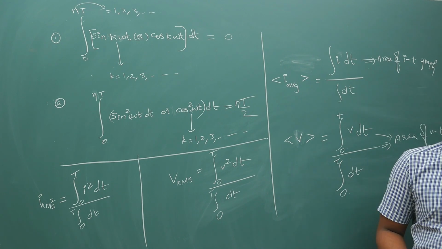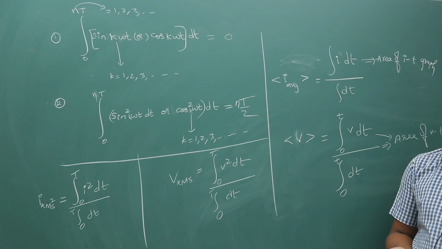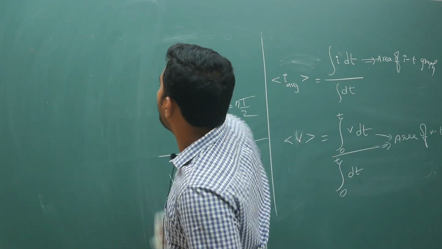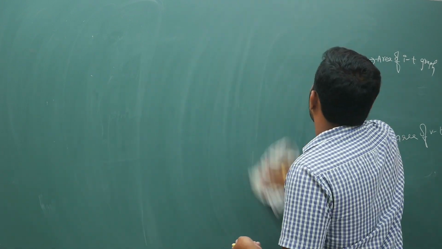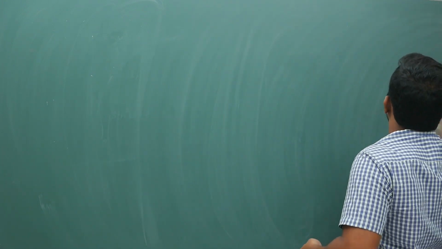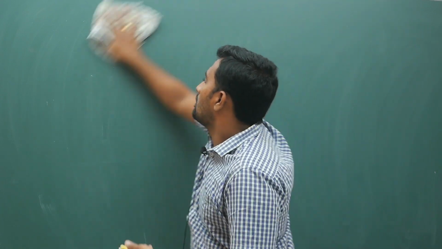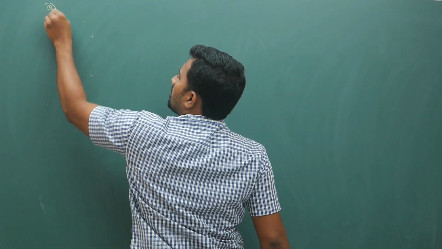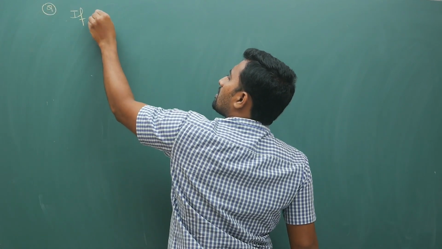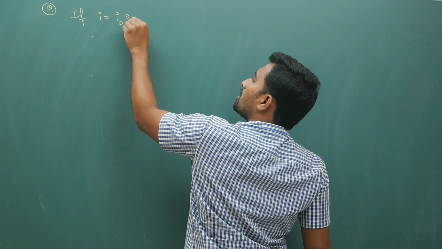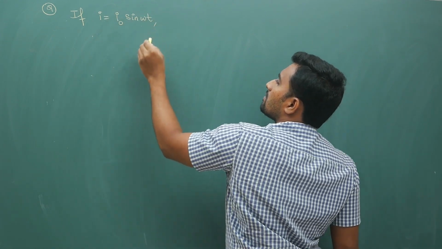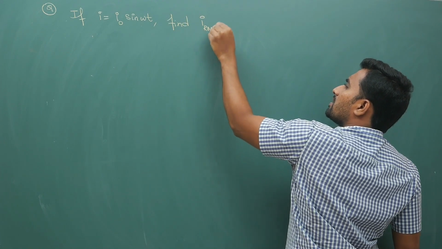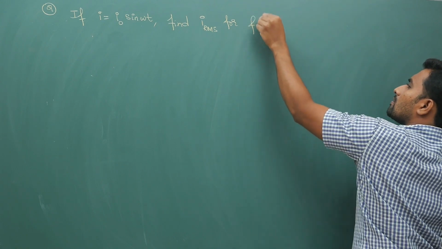Now let us try to calculate the RMS value for simple functions. I will give you a current function and a voltage function and you are supposed to give the answer. Your question is, if current I is equal to I naught sine omega t, find I RMS for a full cycle.